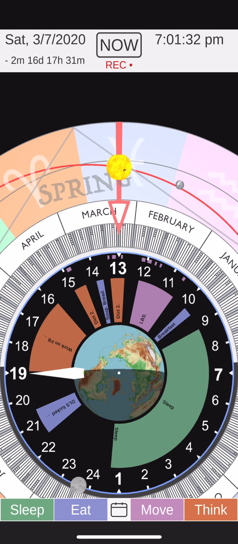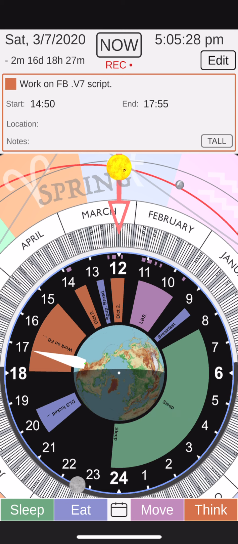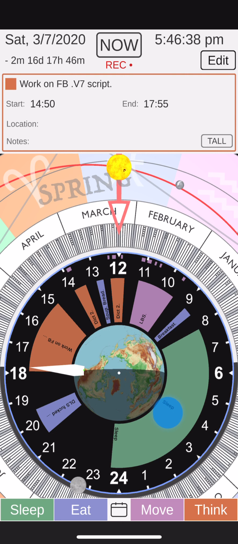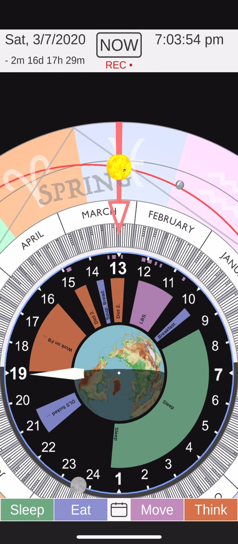Now, the problem is, look at this event wedge here. I was working on a Facebook video, working out a script, and I did this from 2:50 in the afternoon up until 5:55, almost 6 p.m. So this event wedge is accurately displayed here. But then what happens is when it got to daylight savings, all of a sudden it's 7 o'clock right there, and here's 1800, which is before the end of this event wedge.